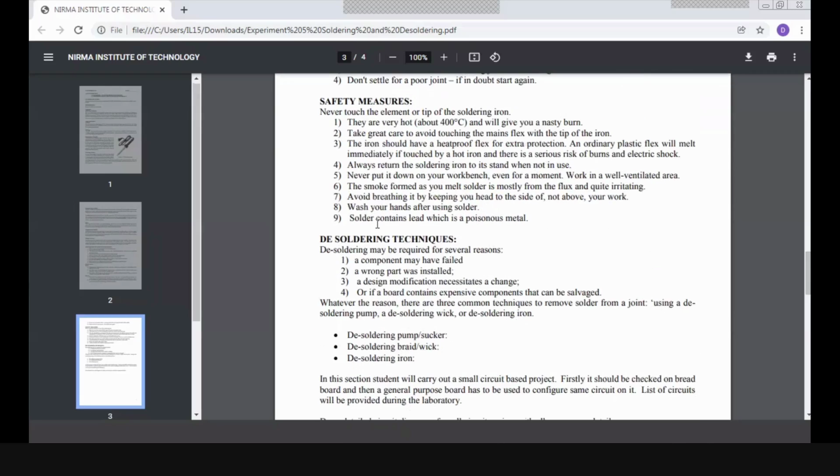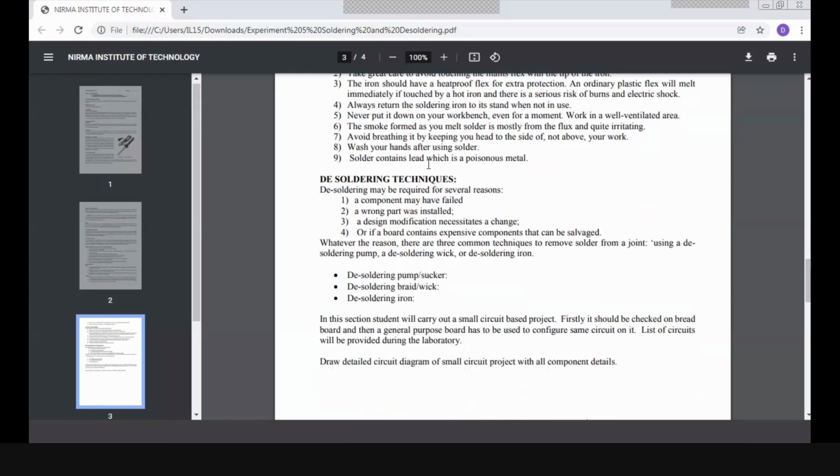These are some safety measures. The tip is very hot, about 400 degrees centigrade. That can give you a nasty burn, so you need to take care of this. Lead is a poisonous material, so you need to take care of that and always wash your hands after soldering. Everything you are working with is very dangerous and poisonous also, right?